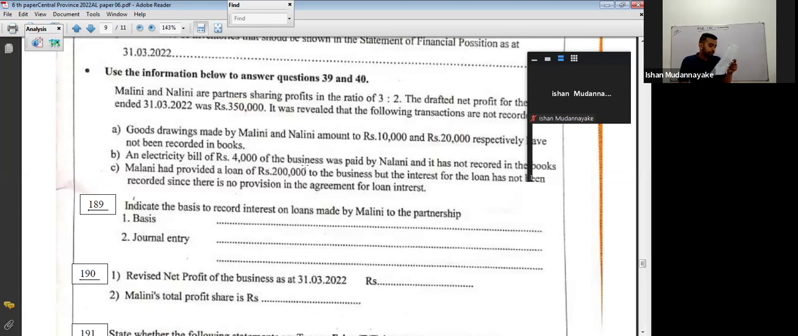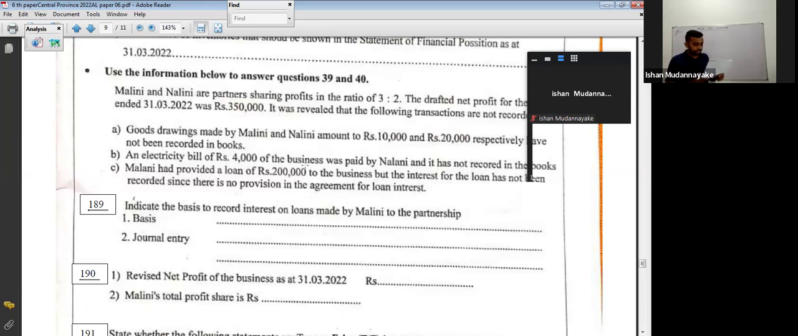189. Indicate the basis to record the interest on the loan made by Malini to the partnership. Basis is what? Better write down: minimum 5% loan interest according to section 24 of the Partnership Ordinance 1890.